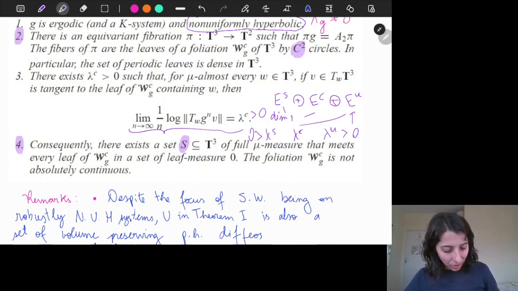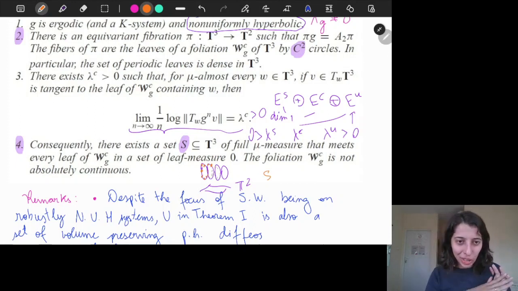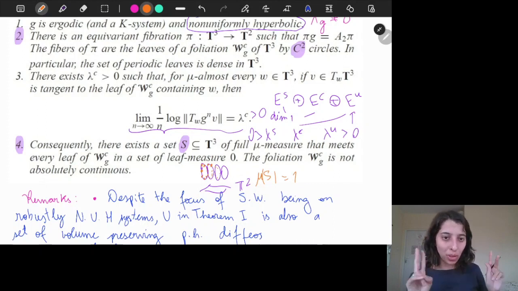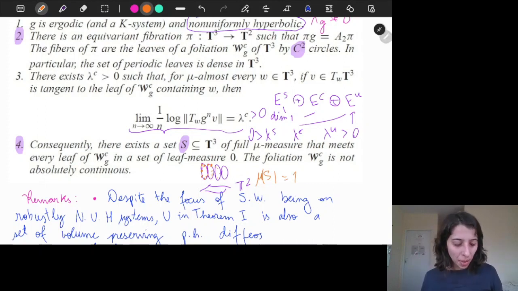That means that if we look at there's a bundle of circles over the two torus, in which there is a set S that meets each one of these circles on a set of 0 measure. So here is another set of 0 measure, and then when we join all these orange dots, they will give a full volume set of T3. This is what we call pathological here, because this is counterintuitive.